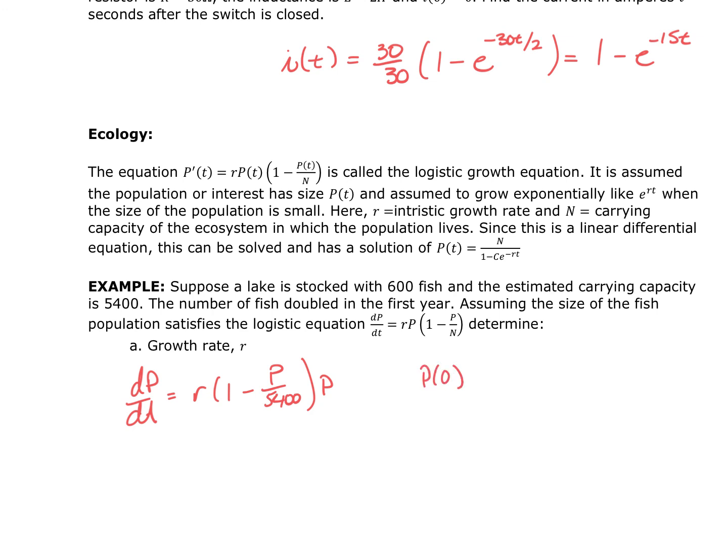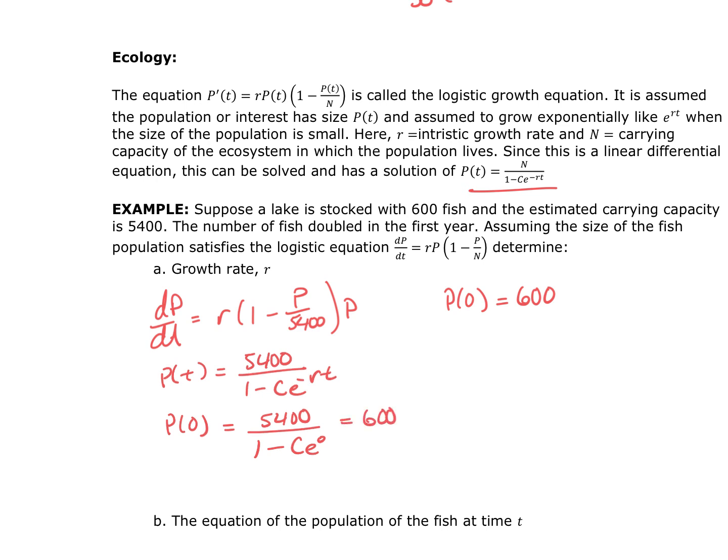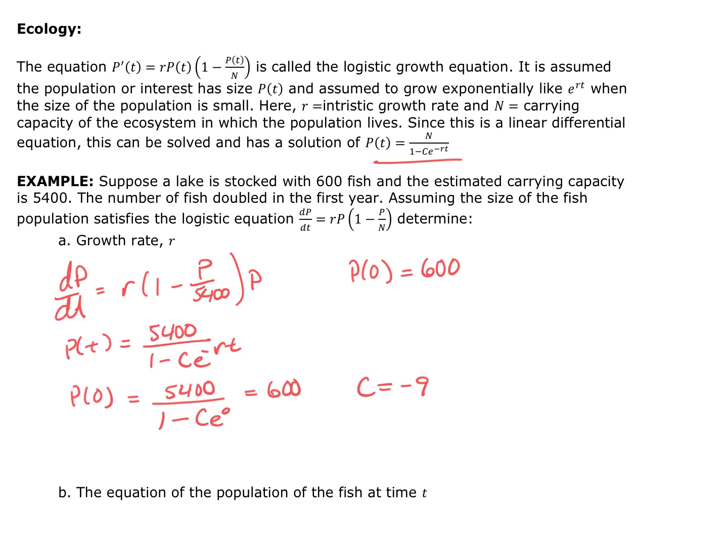Now we also know that P of 0, our initial population, is 600 fish. We also have that P of t has to be equal to, and this is coming from right up here, 5,400 over 1 minus C e raised to the negative rT. Now, we know that P of 0 has to be equal to 5,400 over 1 minus C e raised to the 0, which has to equal 600. When we solve for this, we get C is equal to negative 9. So now where I am is P of t is equal to 5,400 over 1 plus 9 e raised to the negative rT.